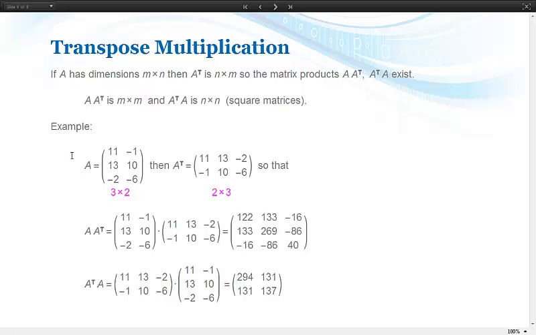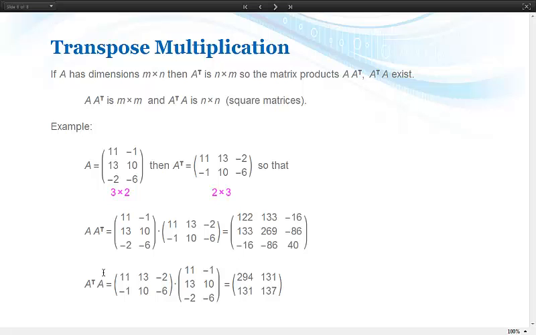So here's an example. If A is 3 by 2, then its transpose is 2 by 3. Remember how we do that. To get the first row of A transpose, we take the first column of A. To get the second row of A transpose, we take the second column of A. So if I multiply A times A transpose, I'll have 3 by 2 times 2 by 3. That gives me a 3 by 3 matrix. And you should verify by hand that this is the resulting matrix.